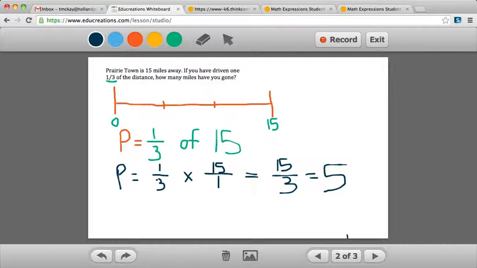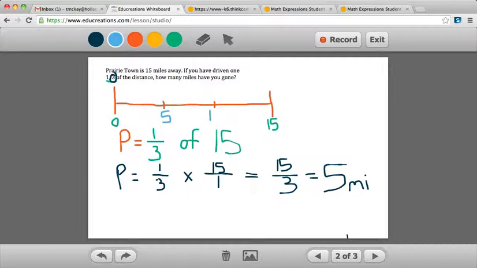So let's go back up to our question. It says Prairie Town is 15 miles away. If you have driven 1/3 of the distance, how many miles have you gone? Well, if we went 1/3 of the distance, 1/3 of the 15 miles, how far have we gone? We have gone 5 miles. Very good. So if you come up here, I've divided this into 3 sections. I started at 0 and I ended at 15, and I divided this into 3 because I looked at my denominator. My denominator was 3. So I divided this into 1 section, 2, and 3. So if I went a third of the way, I would have traveled 5 miles.